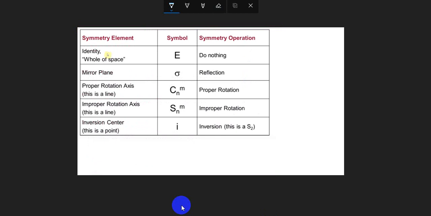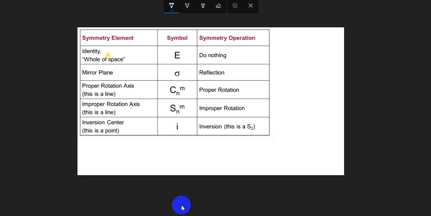Number one is identity, the whole of space, symbol E. The symmetry operation is do nothing. Next, the mirror plane sigma, and the symmetry operation is reflection. And the proper rotation axis Cn^m, and the symmetry operation is proper rotation.